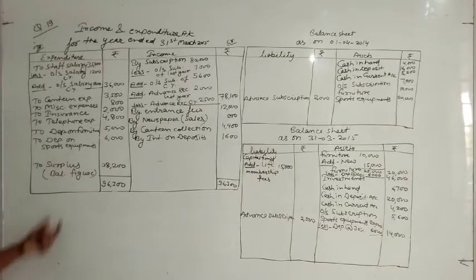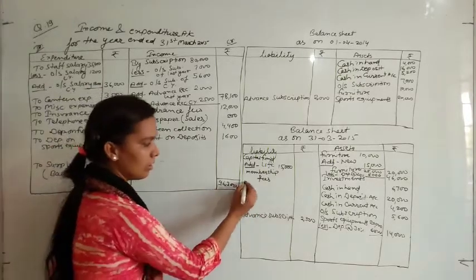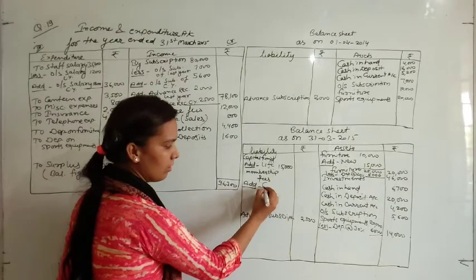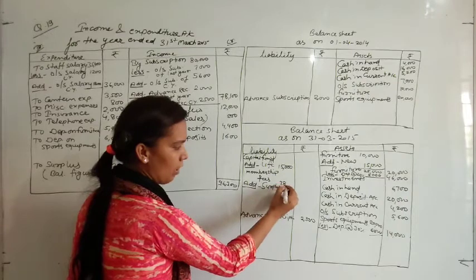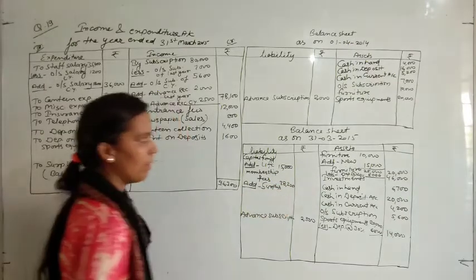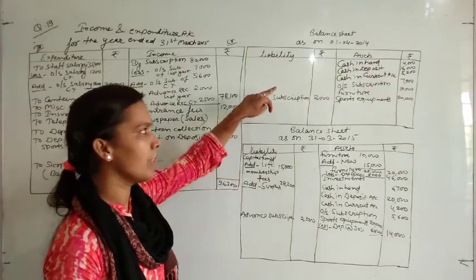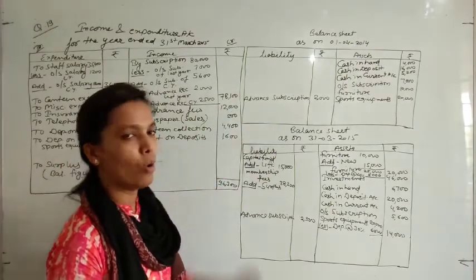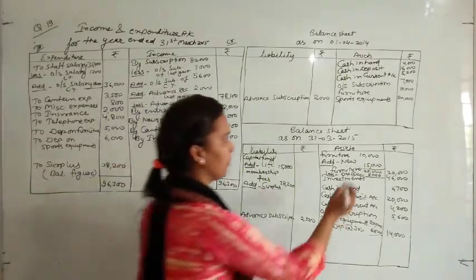This is the surplus amount. This surplus amount will be added to capital fund. So write here, add surplus 38,200. Now you have to total the opening balance sheet, because with the help of this balance sheet we will find the opening capital that will be transferred to closing balance sheet.